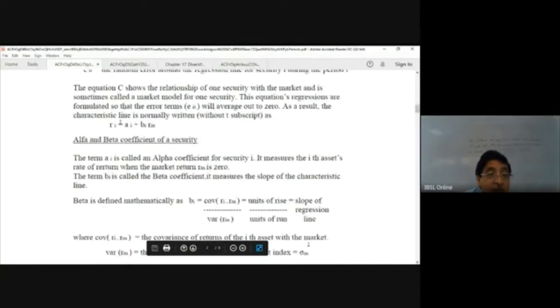Here, Ai is called the alpha, and Bi is called the beta. Now you need to consider that we are talking about a stock market asset or stock which has a return of Ri when the market return is Rm, and Bi is the beta, Ai is the alpha.